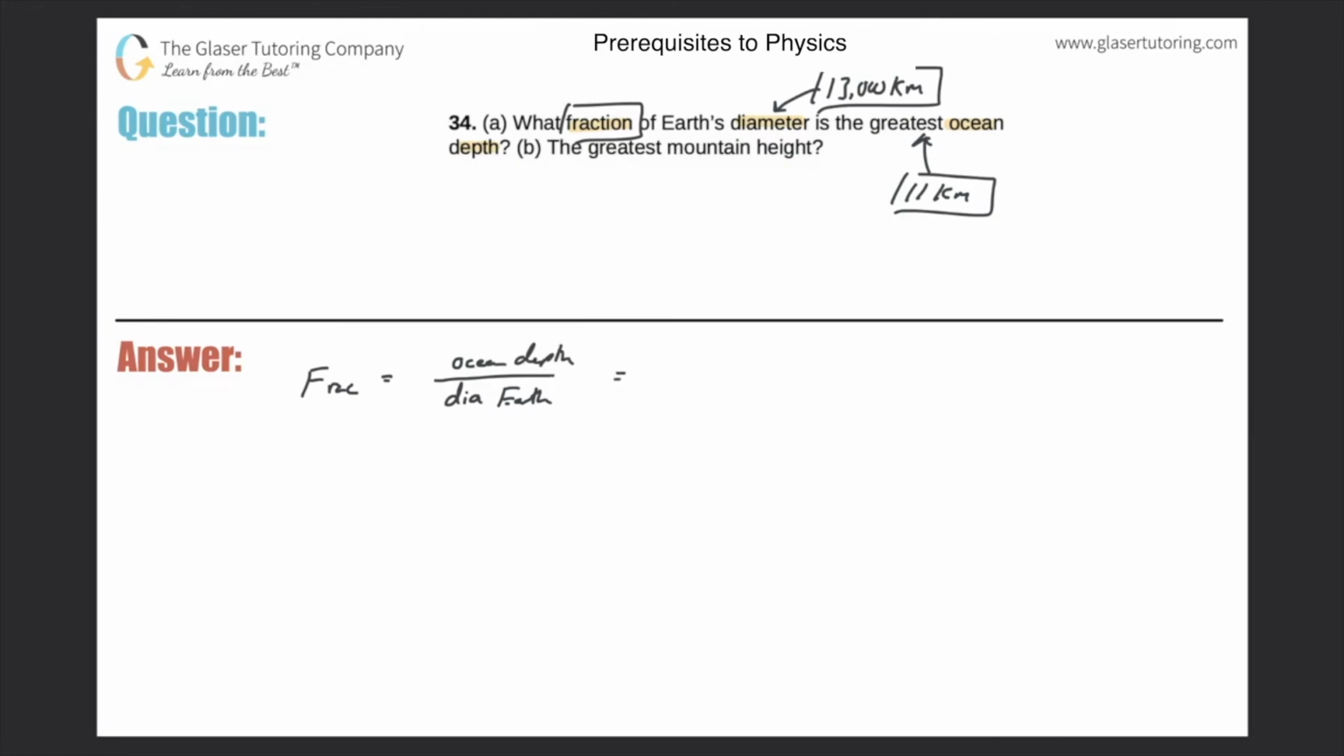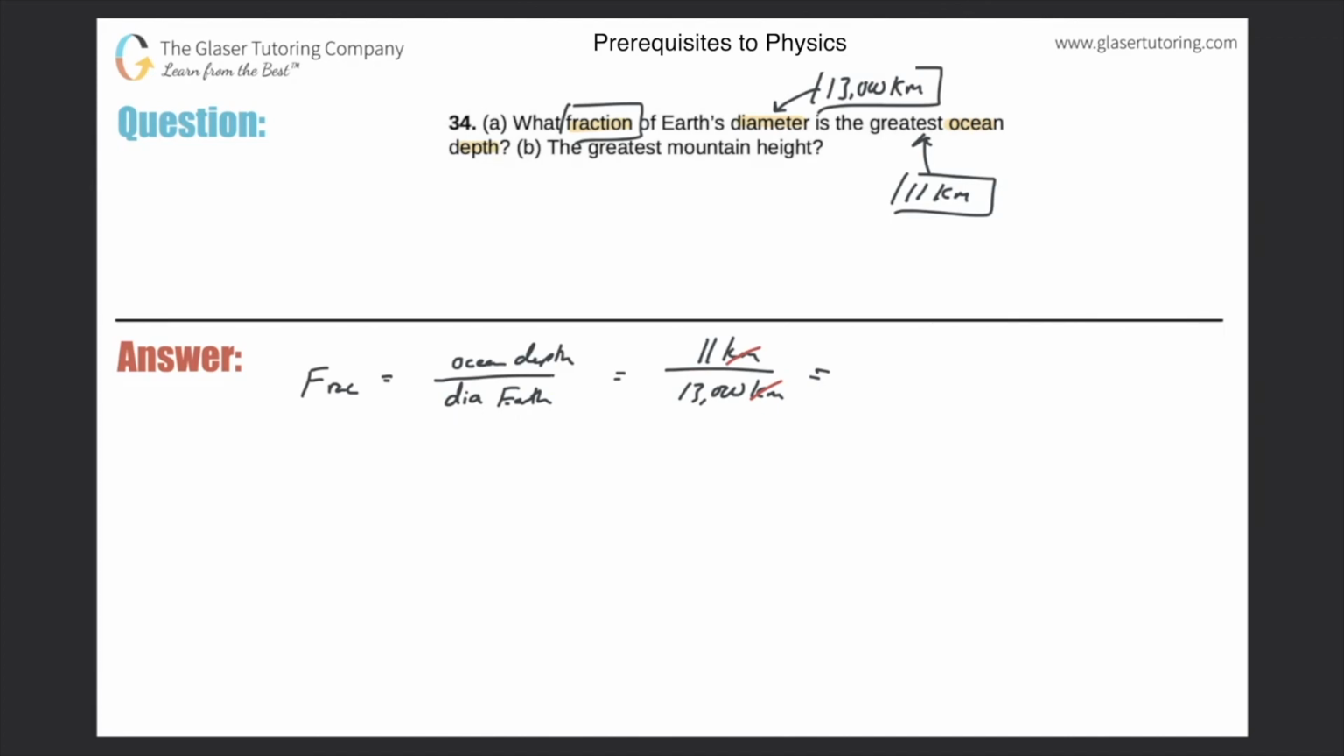So now all we have to do is plug this in. 11 kilometers divided by 13,000 kilometers. Now the units have to be consistent here in order to create an appropriate fraction. I was nice and gave you the values in kilometers at the start. But if one was in miles and the other in kilometers, you would have to convert miles to kilometers or kilometers to miles and make sure you were consistent. Anyway, let's plug this into the calculator: 11 divided by 13,000.